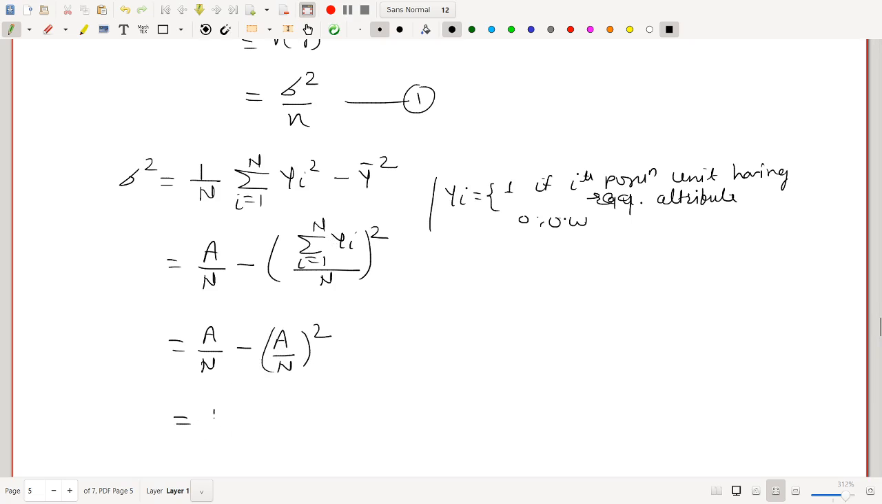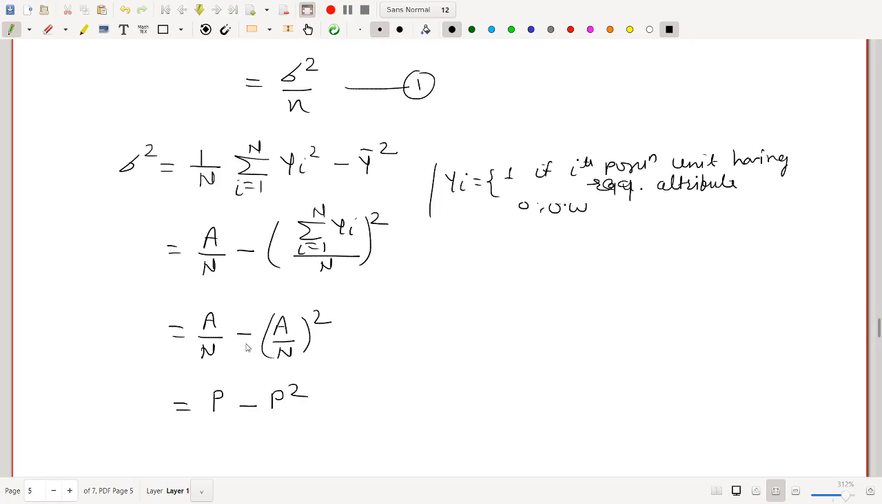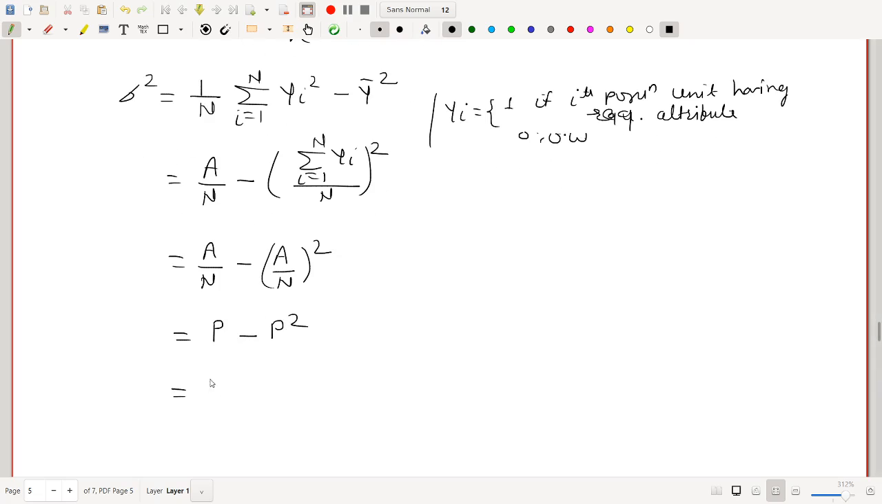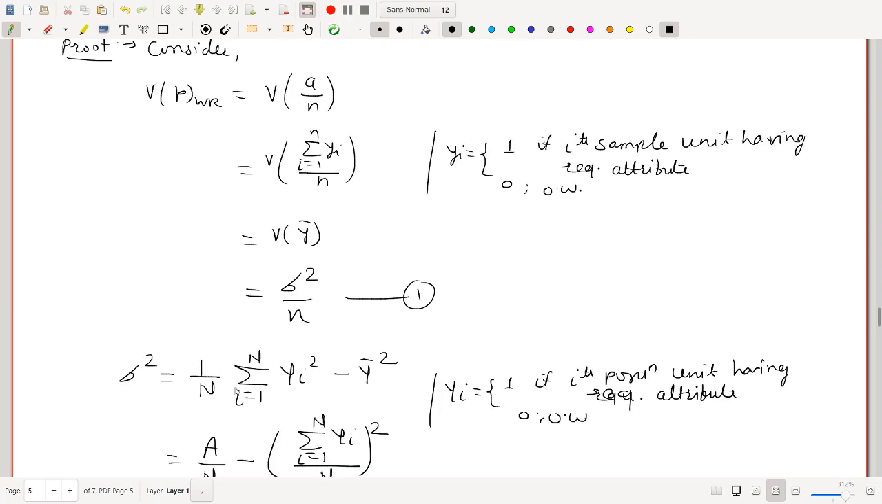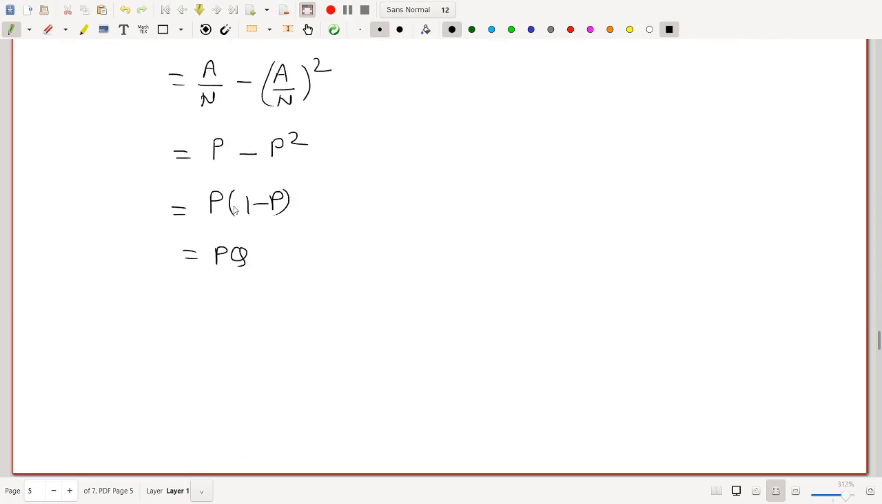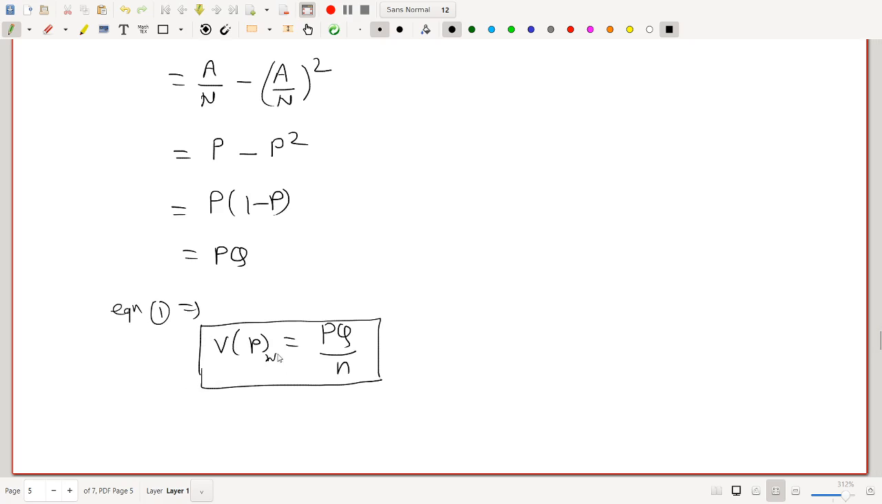Now capital A by N is actually capital P, minus P square. Taking P common, this will be P times 1 minus P, which is PQ. So sigma square is PQ. Put it in equation number 1, then we get variance of p as PQ by n. So equation number 1 implies variance of small p is equal to PQ by small n. So the variance of small p under WR is capital PQ upon small n.